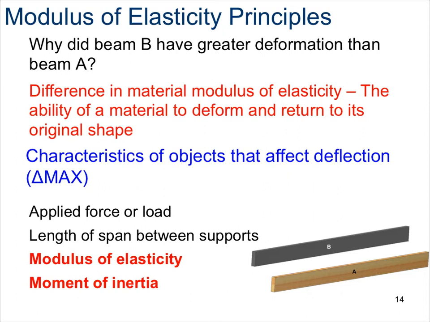And the reason is because of the difference in the material's modulus of elasticity. One is going to be able to deflect much more and return back to its original shape. We call that deflection amount delta max. When considering the characteristics of objects that affect deflection for delta max, these include the applied force or load to the object, the length of the span between the supports. Think about it. The greater the length of span between the supports, the more it's going to be able to deflect, as well as we need to take into account the modulus of elasticity, the chemical makeup of the material, as well as the moment of inertia, the stiffness of the object in regards to its shape.